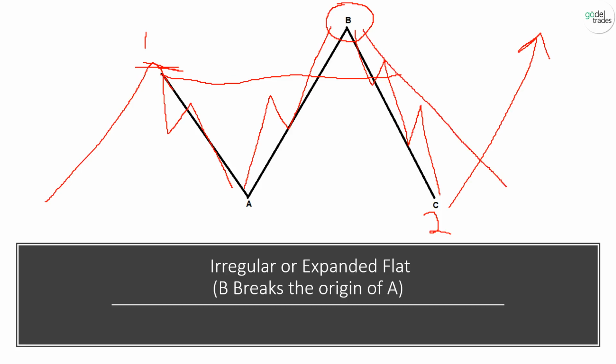And so what I did was I counted the 3 waves up of B, right? And I used a simple C versus A equality extension. So I projected what this C wave decline may have been. It happened to line up perfectly with what would have been a 38.2% retracement of the wave 3 advance. So we had 3 down of A, 3 up of B.